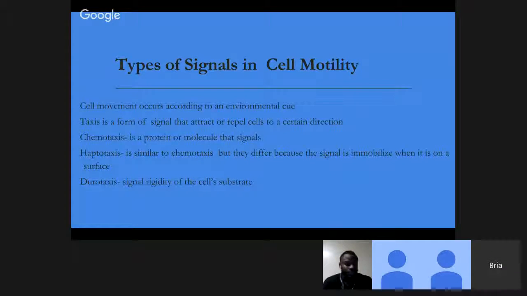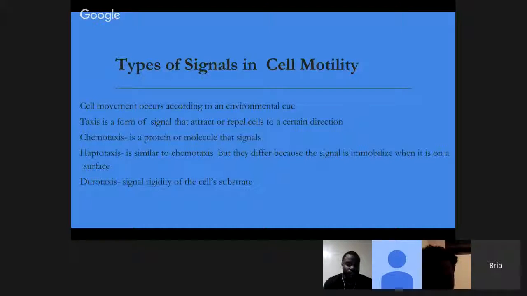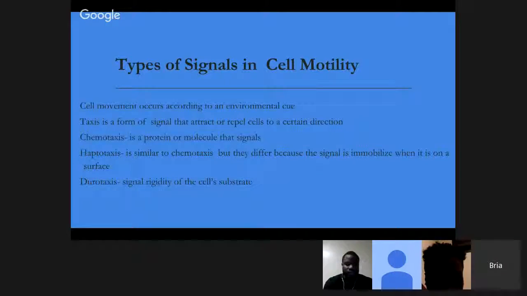There are different types of signals in cell motility: chemotaxis, haptotaxis, and durotaxis. Chemotaxis is the movement of an organism in response to a chemical signal. Haptotaxis is directional motility or outgrowth of a cell, and durotaxis is when cells are guided by rigidity gradients, which arise from structural properties of the extracellular matrix.